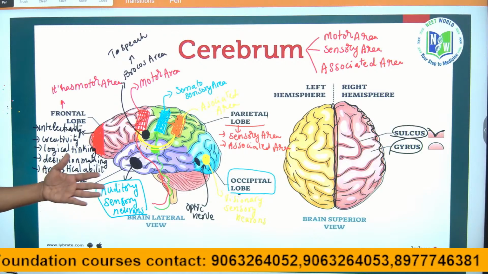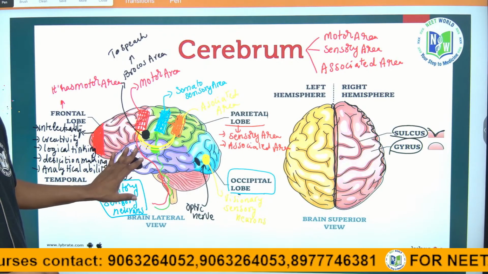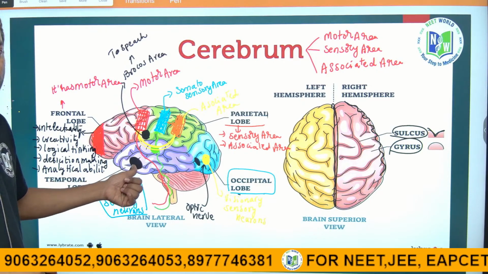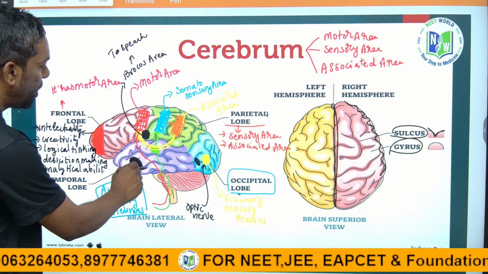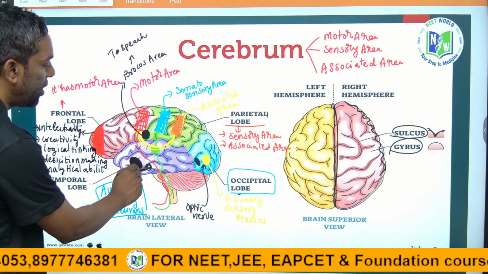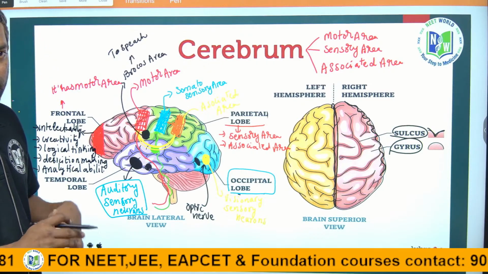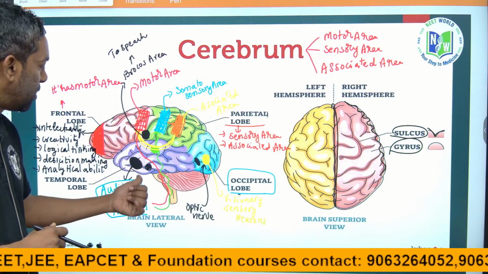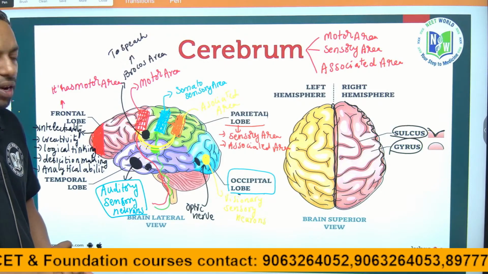And there is the temporal lobe. The temporal lobe is the hearing lobe. The hearing sensory neurons give the information to the temporal lobe. There is an associated area also in the temporal lobe. It decides whether an action is going to take place in the motor neuron or not. Auditory sensory neurons are there in the temporal lobe.